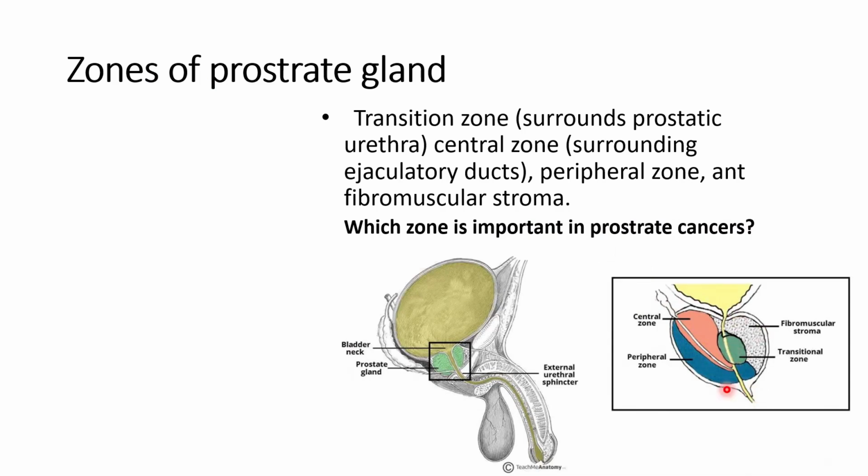So remember this, the glands will be covering the posterior aspect. The anterior aspect will be entirely containing the fibromuscular stroma. So that is what we need to talk about, the zones of the prostatic gland.